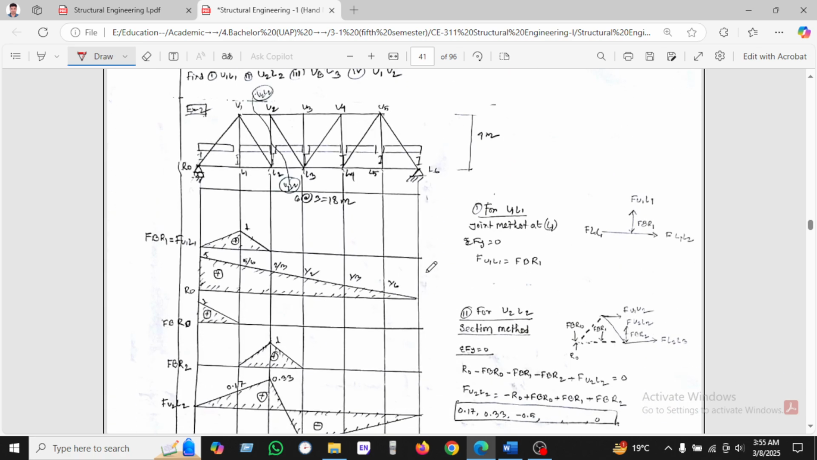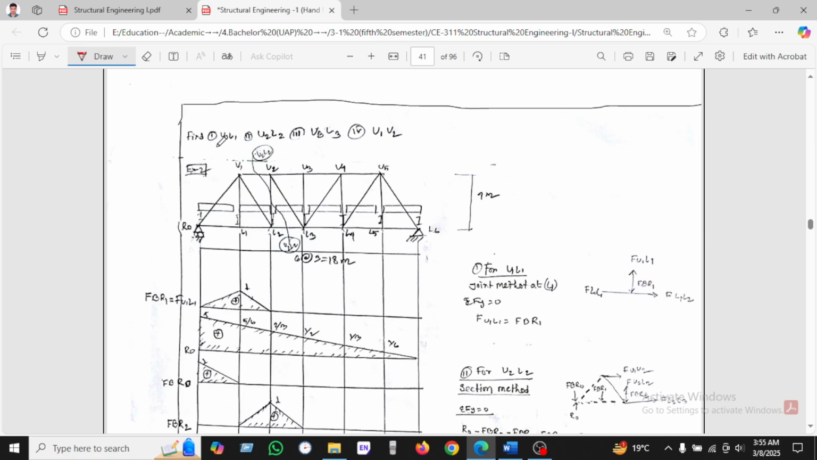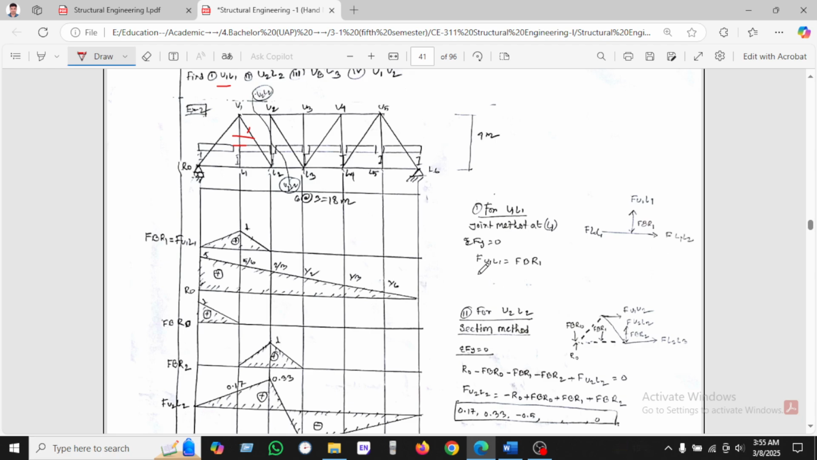Okay, so let's see another example. Find the E1 L1. So we need to calculate for E1 L1. For the joint method, we are using the joint method here. So L1 U1 and L2 U2 with floor beam R1. If we calculate the summation of RY, we will find FE1 L1 equals floor beam 1 only. So this is the floor beam 1. We just draw that, then it will be finished.